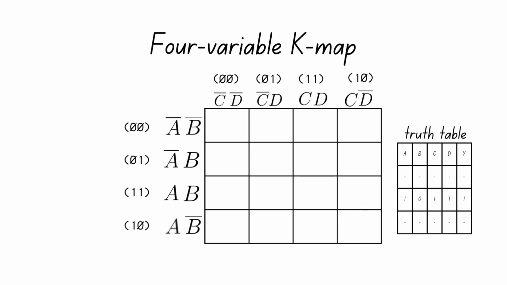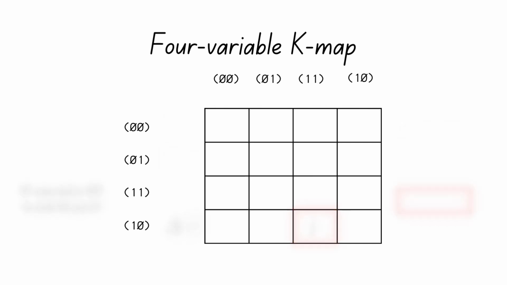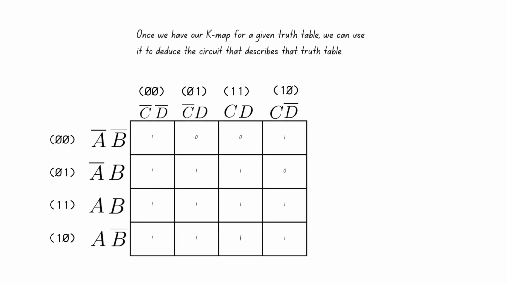The 4-variable K-map is used when we have a truth table with 4 input variables. Again, take note of the order in which the paired variables are arranged. The procedure for filling up this K-map is similar to that for the 2 and 3-variable K-maps. Once we have our K-map for a given truth table, we want to use it to deduce the circuit that describes that truth table. Let us use this one as an example.